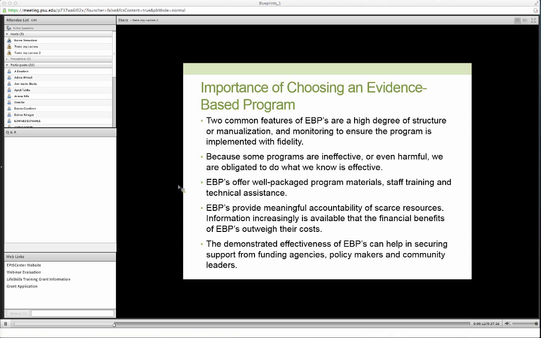Just to touch on the importance of why your district may be interested in choosing an evidence-based program. First and foremost, these programs are typically very structured. They're manualized, they're easy to use, and they also come with tools that allow you to ensure that your program is implemented with fidelity. And why is that important? As we just discussed, this program is highly researched. We know that it works, but we also know that you need to implement to the model. We need to implement with fidelity in order to get those same positive outcomes that we saw in the research.